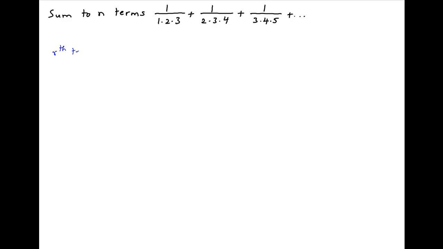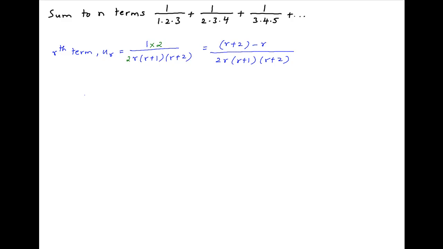The rth term of the given series can be written as 1 upon r times (r plus 1) times (r plus 2). Now multiply both the numerator and denominator by 2. The numerator can be rewritten as (r plus 2) minus r, and the denominator remains the same, which is 2r times (r plus 1) times (r plus 2).